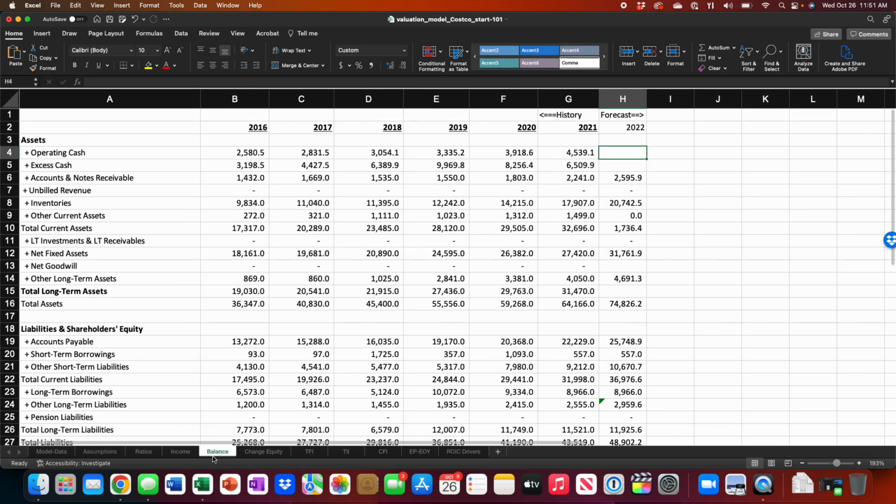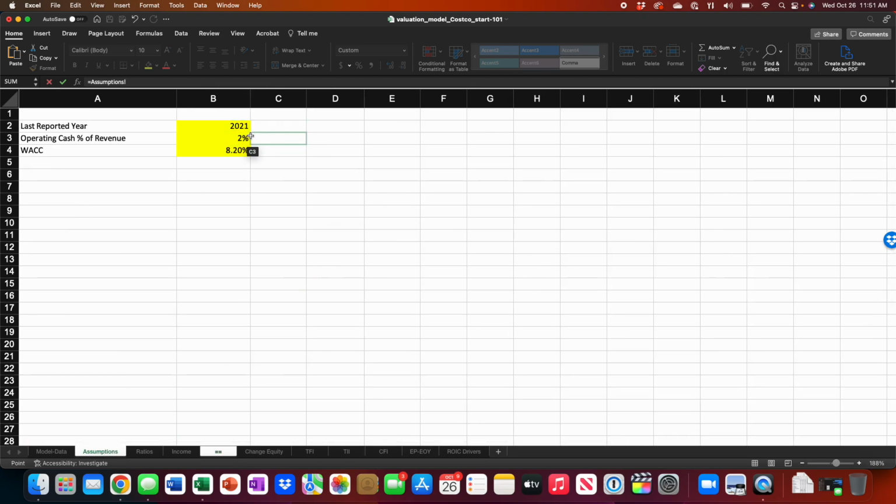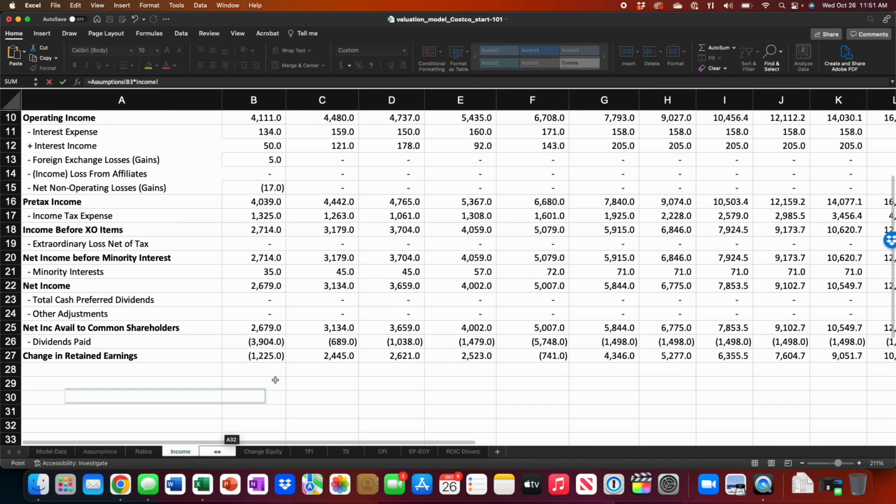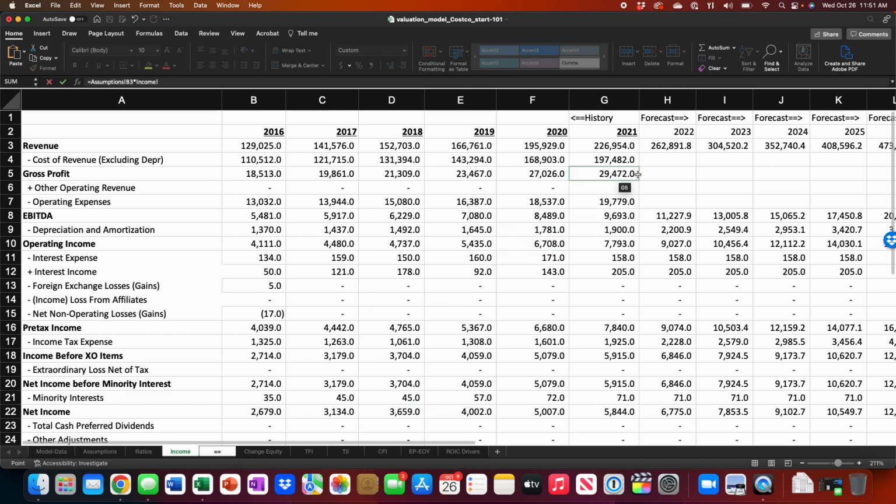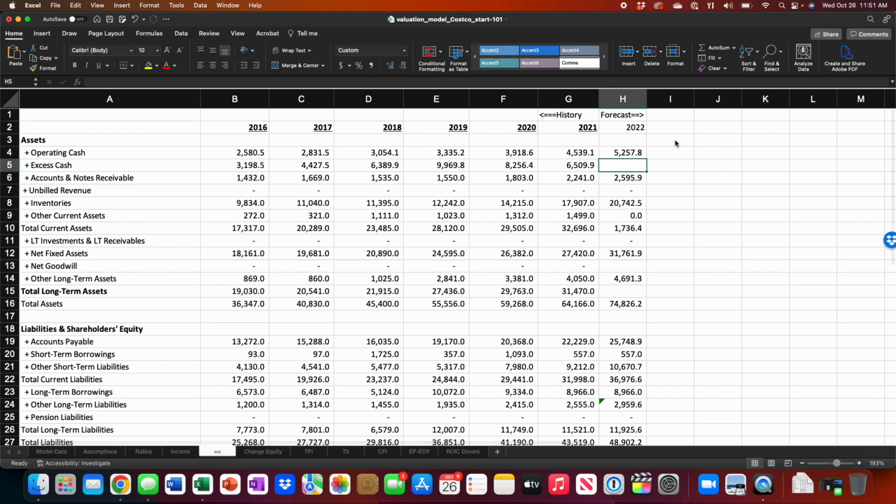So back to the balance sheet tab. For cell H4 equals, from the assumptions, operating cash is a percentage of revenue, so B3, times from the income tab, H3. So 5257.8.